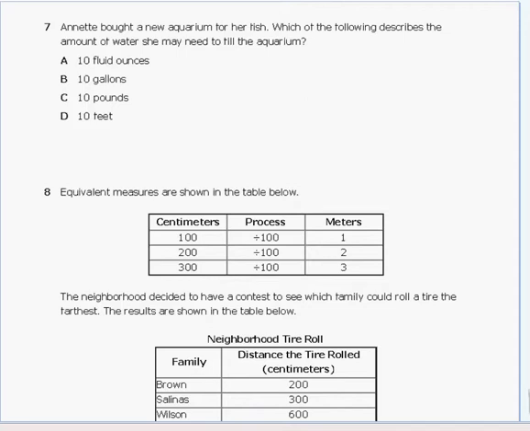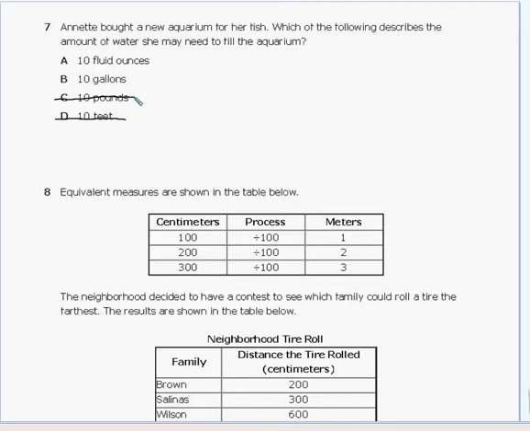Okay, if we're talking about filling an aquarium with a liquid, we're not going to measure it in feet, and we don't measure it in pounds. It's either going to be gallons or fluid ounces. And fluid ounces are very small. A cup is 8 ounces, or a can of soda would be 12 ounces. So, in between there, that'd be a very small aquarium.